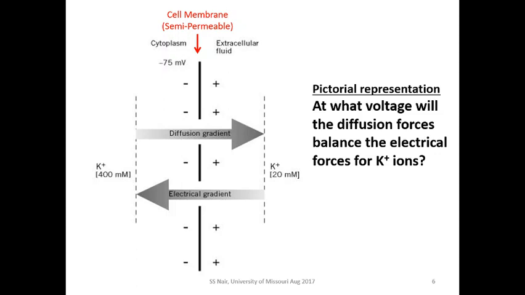So try to think about this. We just basically represent all this pictorially now. Imagine that cell membrane, which is semi-permeable. And then you have a diffusion gradient. In this case, the potassium is at a higher concentration on the left side, in the cytoplasm. So the diffusion gradient exerts a force to the right. And then you have the electrical gradient, which comes to balance it. So this is a pictorial representation of how Nernst would have grappled with this problem. At what voltage will the diffusion forces balance the electrical forces?